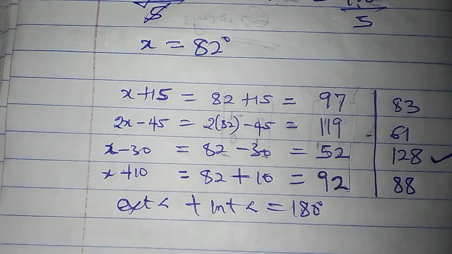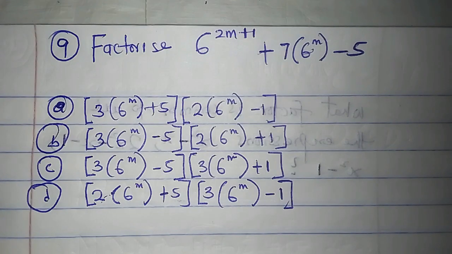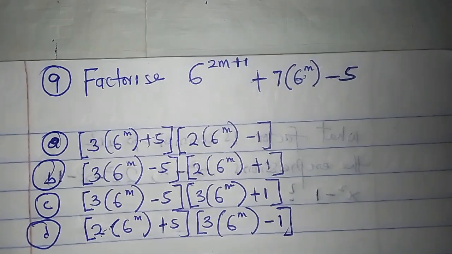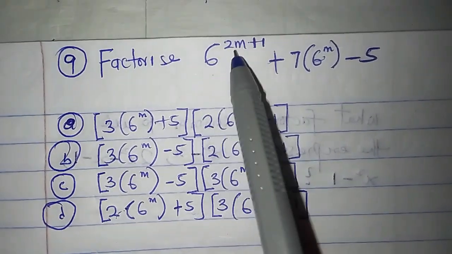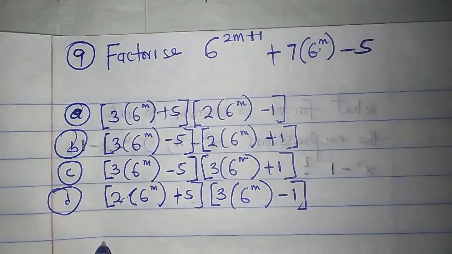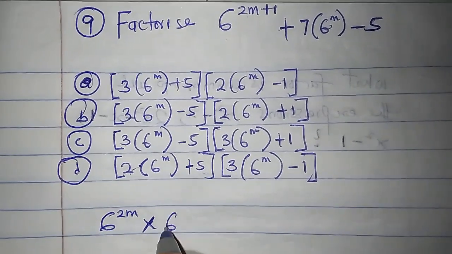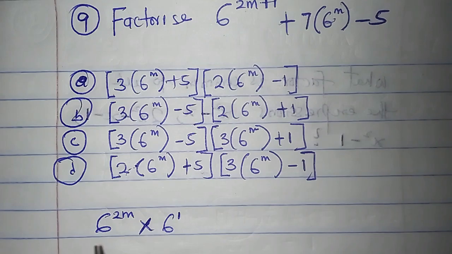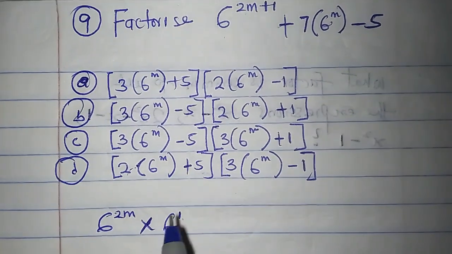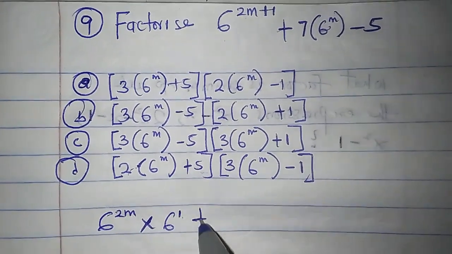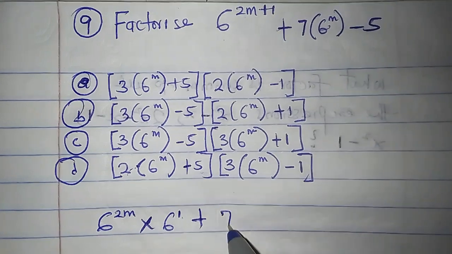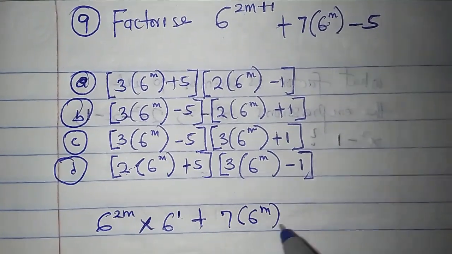That's all. Question 9 says factorize 6 to the power of 2m plus 1 plus 7 times 6 to the power of m minus 5. What I will do now is this. Let me expand the expression. 6 to the power of 2m plus 1 can be written as 6 to the power of 2m times 6 to the power of 1 by the law of indices, plus 7 times 6 to the power of m minus 5.